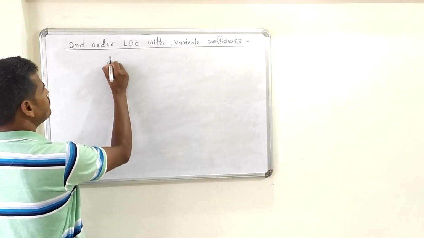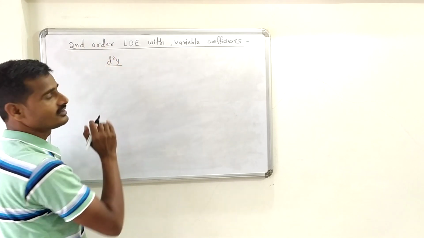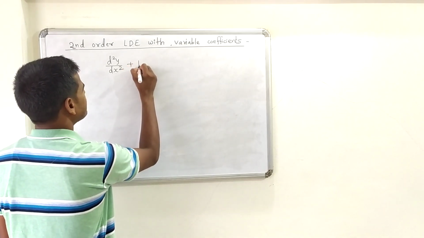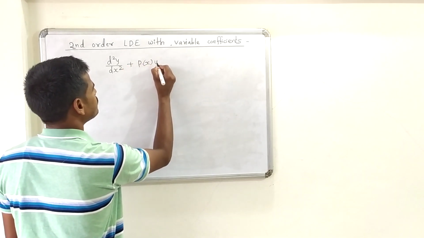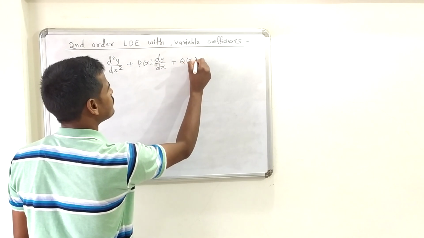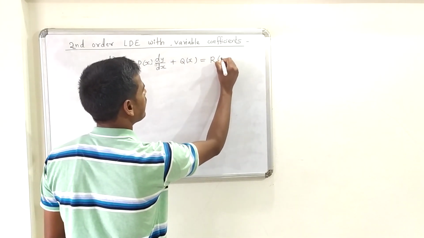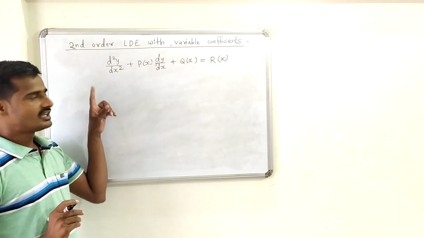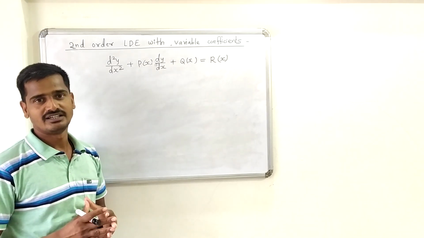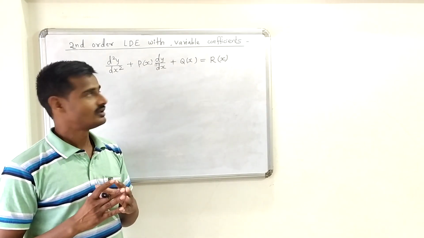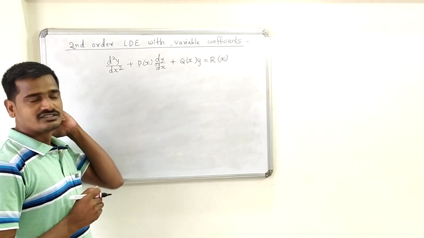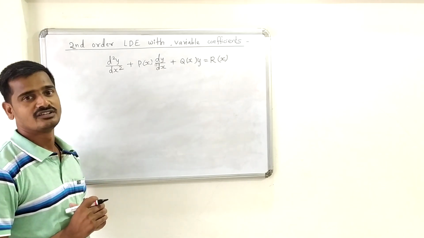A differential equation of this type, since it is second order, I have to write the first term d square y by dx square, plus p of x into dy by dx, plus q of x into y is equal to r of x. So a differential equation of this type is called second order linear differential equation with variable coefficients.